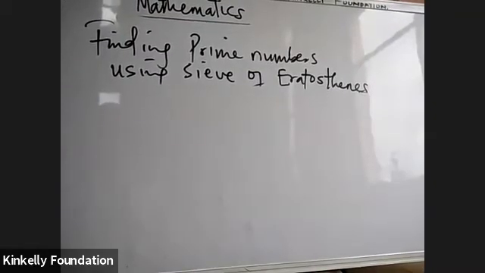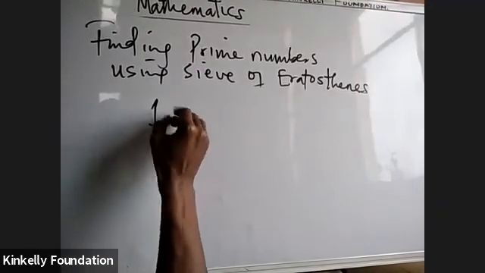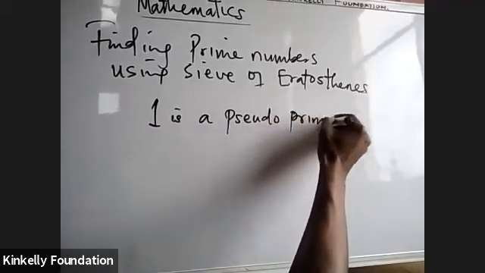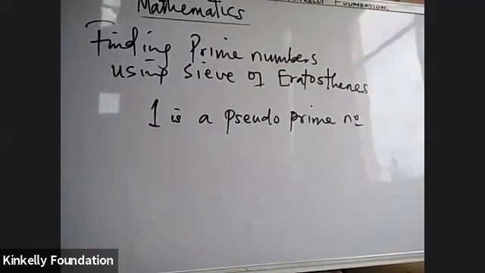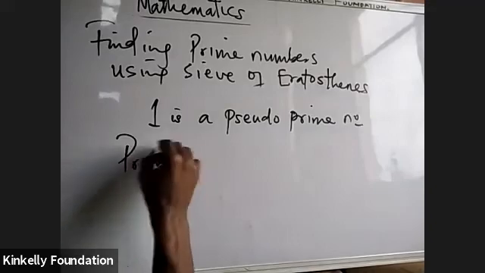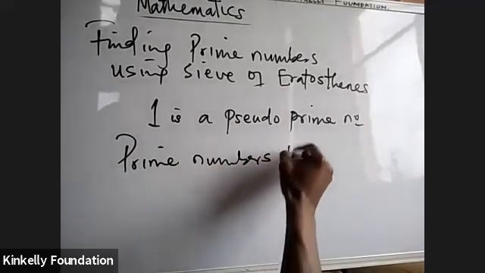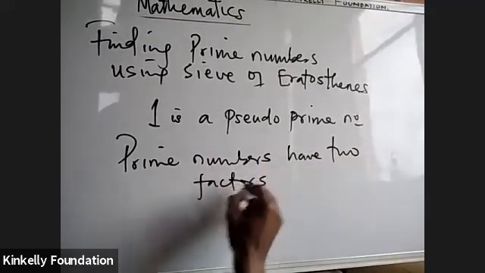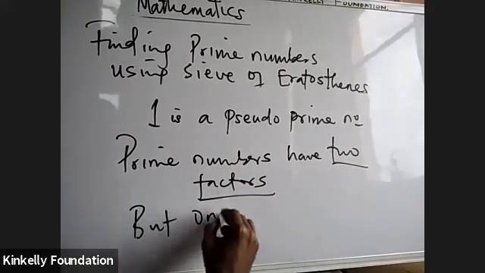Now look at the things you need to do. Remember earlier we told you that 1 is a pseudo prime number. So we cannot say that 1 is a prime number because 1 does not have 2 factors. Prime numbers have 2 factors, but 1 does not have 2 factors. Remember that.